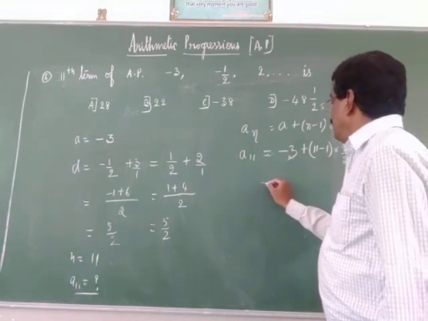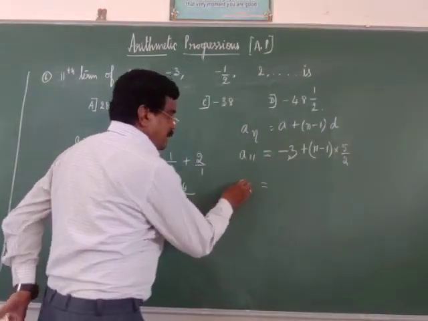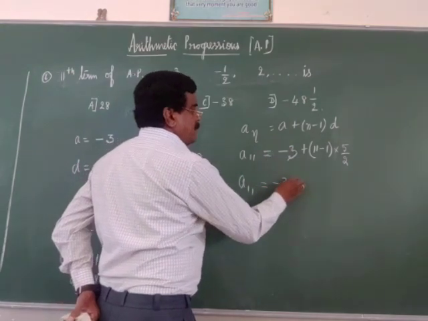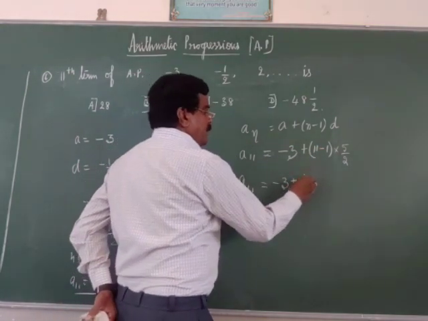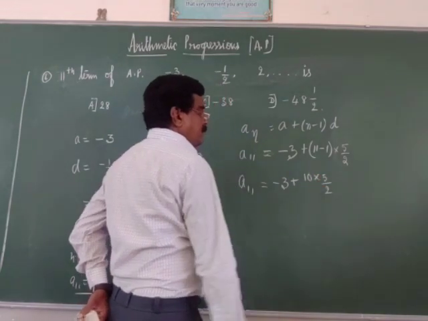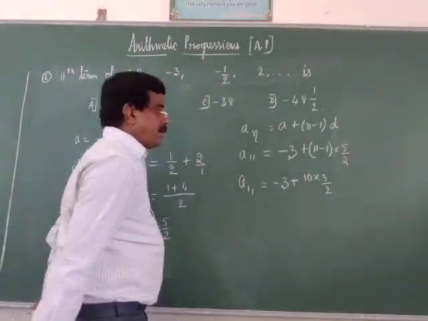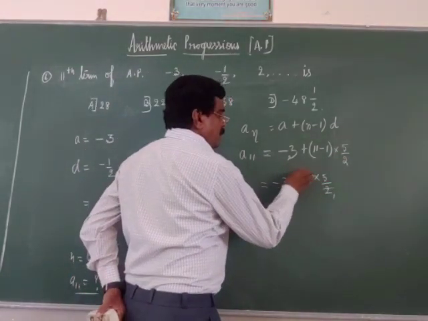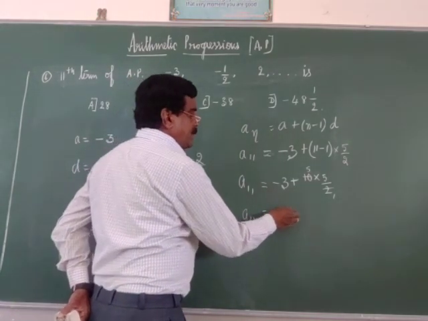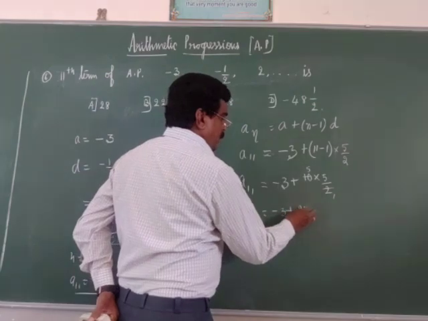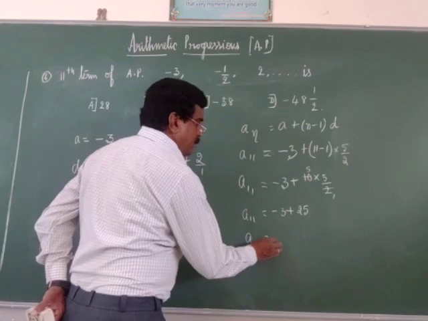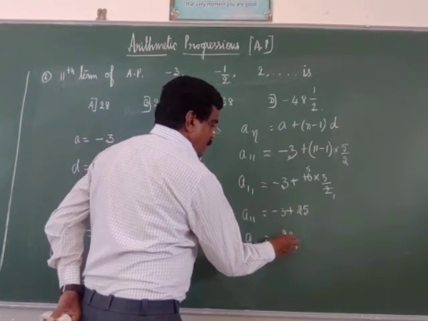Next step: a11 is equal to minus 3 again as it is, plus bracket 11 minus 1, which is 10, into 5 by 2. This 5 by 2 is nothing but d, the difference we found out. You can cancel here: 2 1 is 2, 2 5 is 10. Next step: a11 equals minus 3 plus 5 into 5, 25. Next, a11 is equal to 25 minus 3, 22.